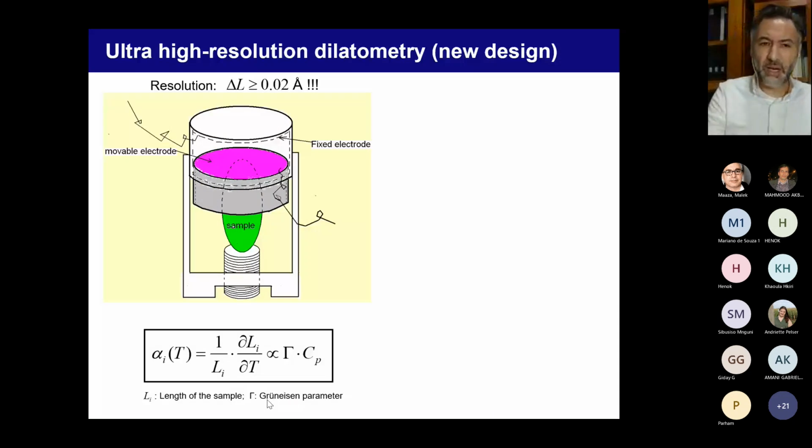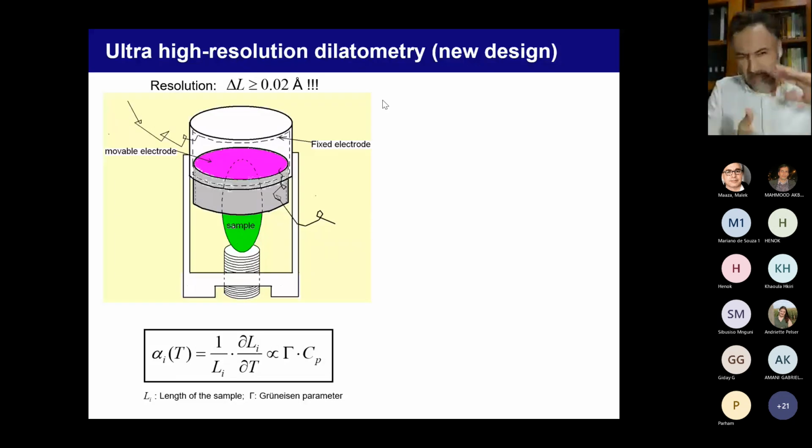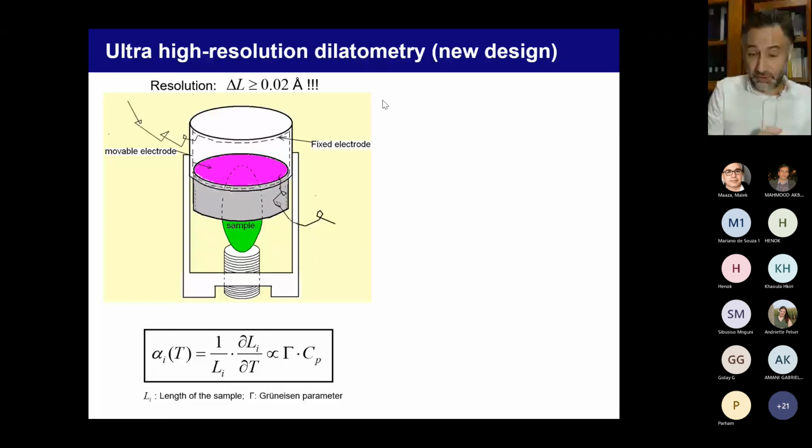We have an ultra high resolution dilatometer. It's a homemade experimental setup with resolution of variation of length of about 0.02 angstrom. As I mentioned, we are below the Bohr radius. If we measure, essentially I'm speaking about measuring a sample with length of about 1 millimeter or so. It's essentially a capacitive method.